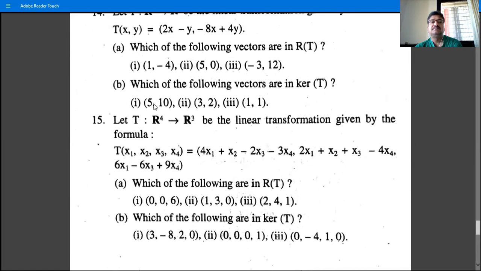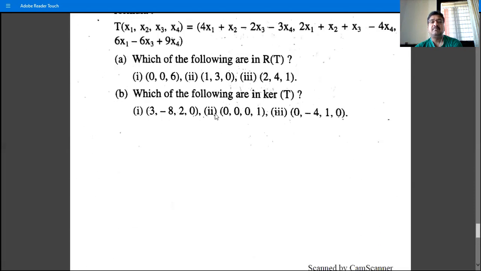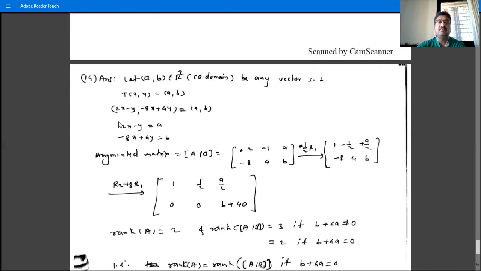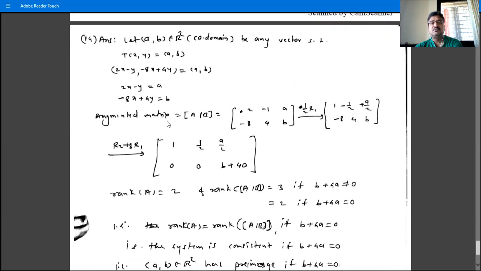T(x, y) is given as (2x − y, −8x + 4y), and we want to find when it equals (a, b). Compare, we have these two equations. We have to solve this system. So form the augmented matrix, the combination of A and B: [2 −1 | a; −8 4 | b].